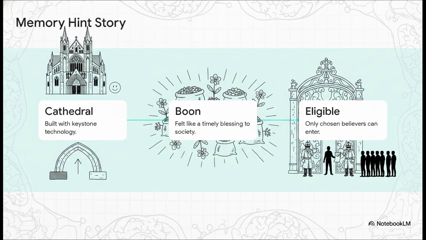To really lock these into your long-term memory, we can weave them into a mini narrative. Imagine a majestic historical center of authority, a medieval cathedral. And this massive structure was only possible thanks to brilliant keystone technology. To the local people, the spectacular building felt like a boon, which is a great word meaning a timely blessing or a godsend. And finally, only eligible believers, meaning people who meet very strict, formal criteria, are chosen to enter. So you have medieval, keystone, boon, eligible. Just see that story play out in your mind, and you'll naturally absorb the vocabulary.